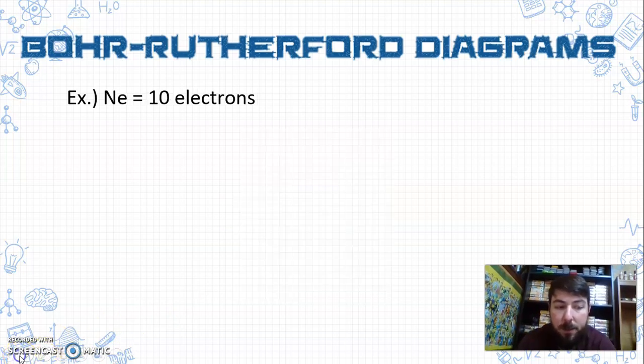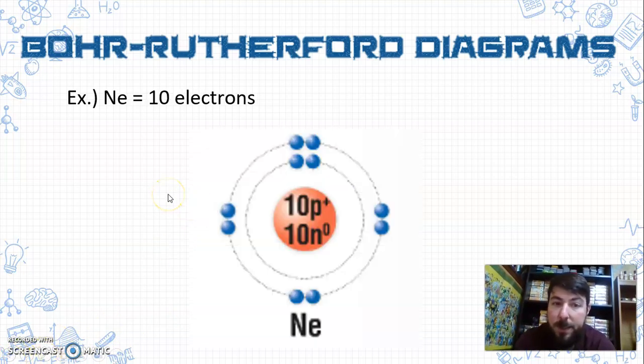So let's take a look at another example here. This is neon. Neon has an atomic number of 10. That means that it has 10 protons and 10 electrons, and it also has an atomic mass of 20, so we can just do 20 minus 10 protons, which gives us 10 neutrons. Now when we're placing the electrons into the diagram, we're going to put 2 in the first orbit here, because it can hold a maximum of 2.